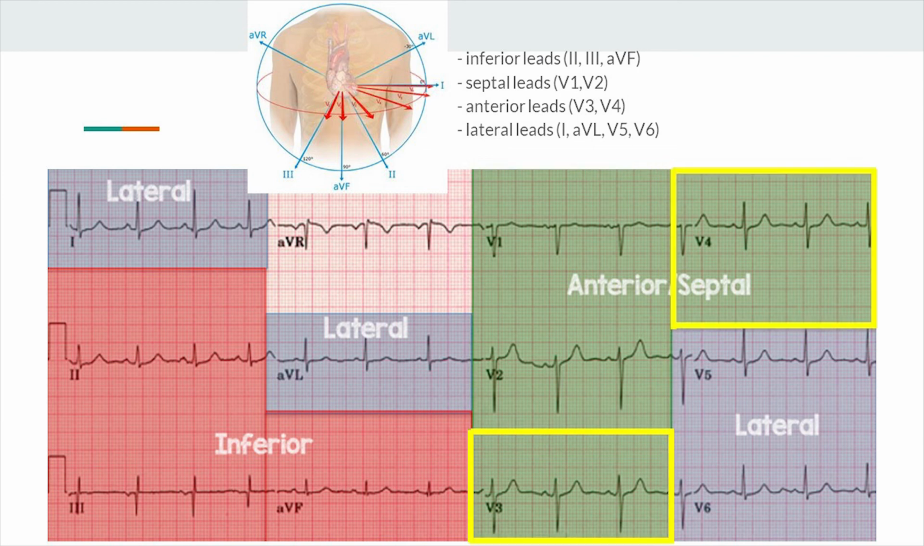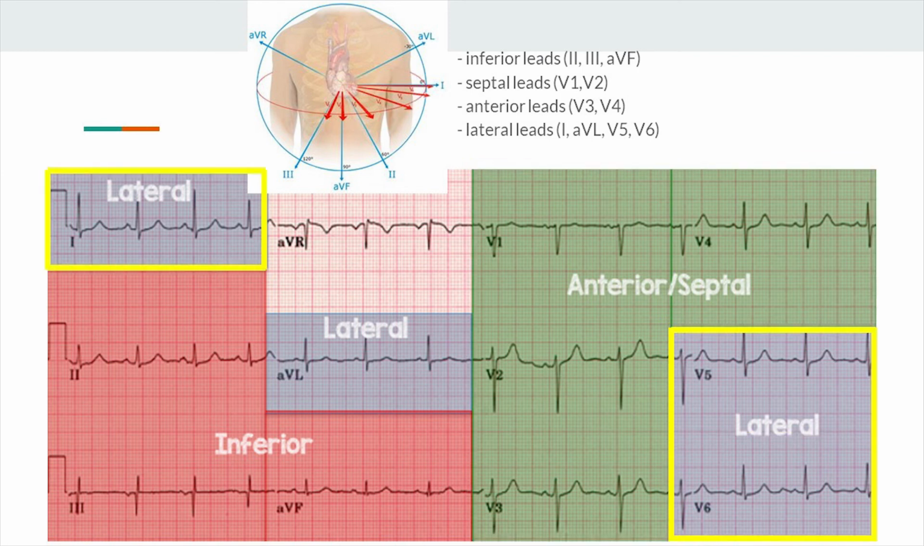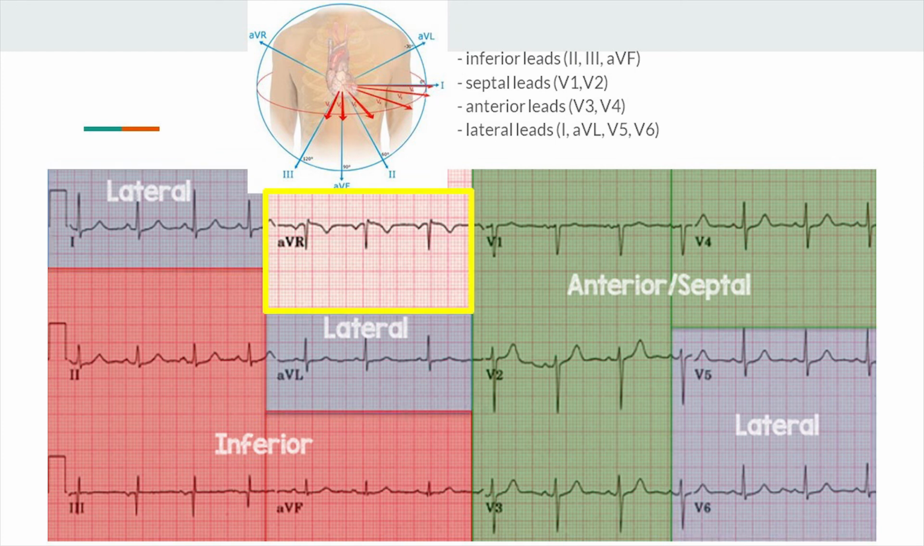V3 and V4 are called anterior leads, and V1 through V4 are typically grouped together as the anteroseptal leads. V5, V6, lead 1, and AVL are called the lateral leads because they're looking at the heart from the lateral aspect of the heart from the left side. And AVR is kind of left alone doing its own thing because the AVR just looks at the right atrium where there isn't a whole lot happening.